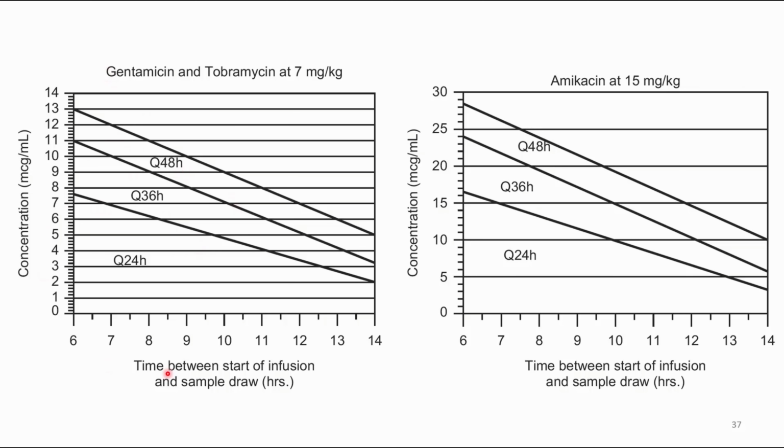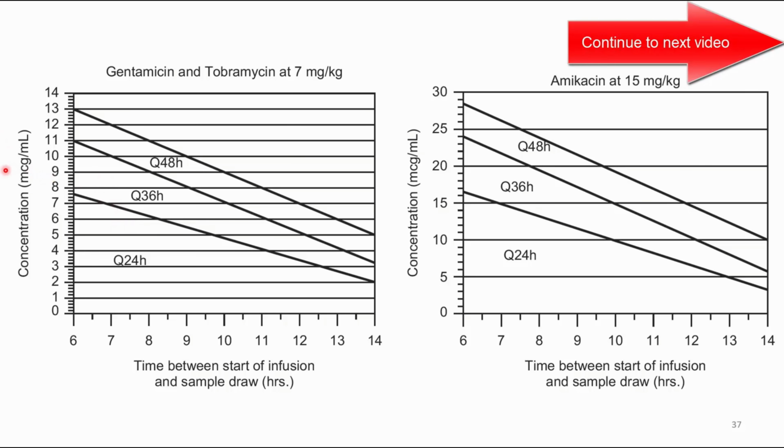And the way this was established is that Nicolau and colleagues actually tried this dose in their patients, and they got the peak of 20 because the most common MIC in their institution was 2, so they wanted a peak of 20 with the MIC of 2, which would give you a peak to MIC ratio of 10. And then they just looked at how quickly the patients were clearing the aminoglycosides, and that's how they derived these lines.